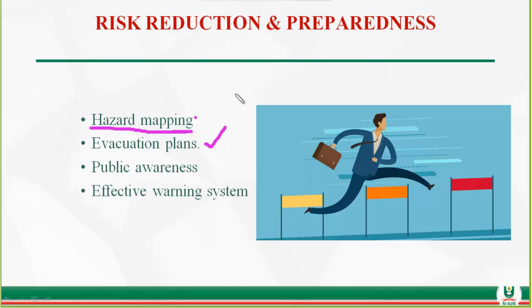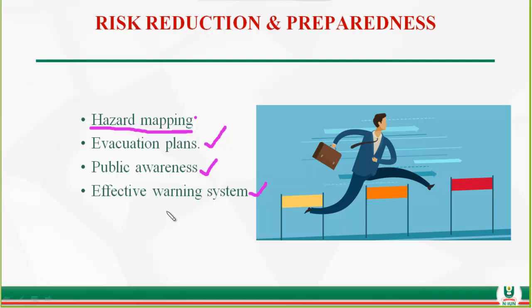Then public awareness, that is a form of education. People need to know the risk and what to do in the event of an earthquake. Effective warning system, we have mentioned this. There should be an effective alarm system such that people who may be affected by earthquake can be given that alarm to evacuate the area.